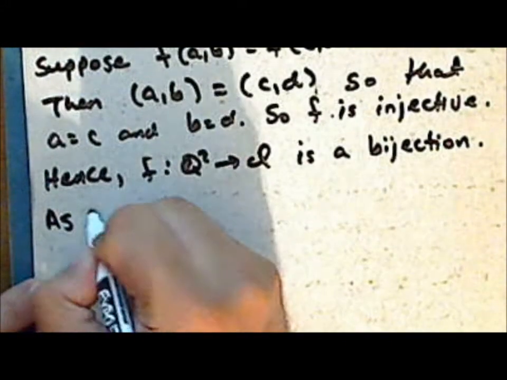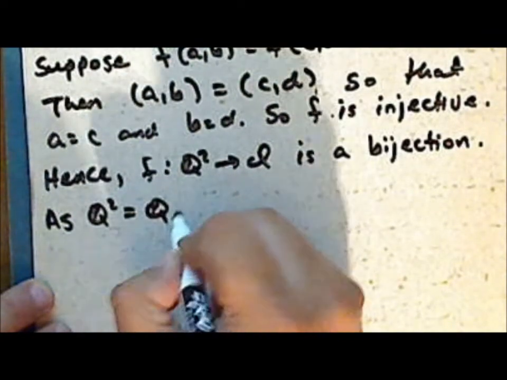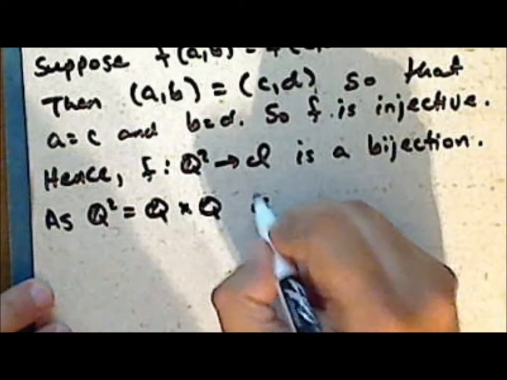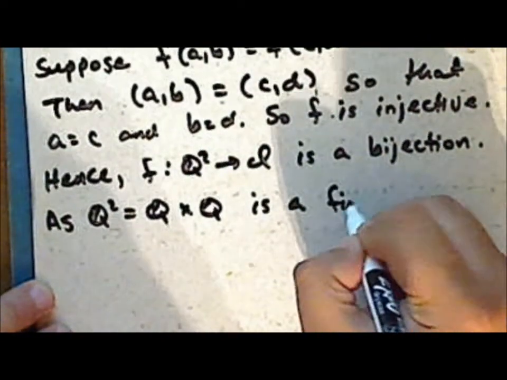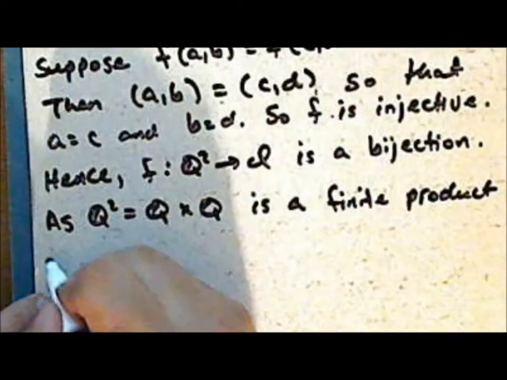Now, as the set of ordered pairs of rational numbers is a product of the rational numbers with itself, that is, it is a finite product of countable sets.